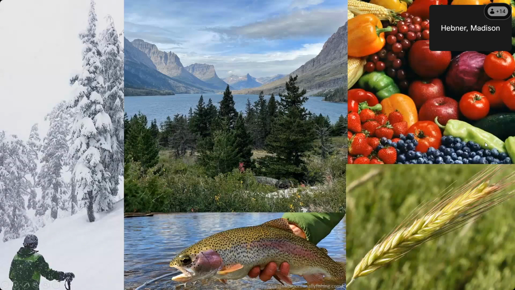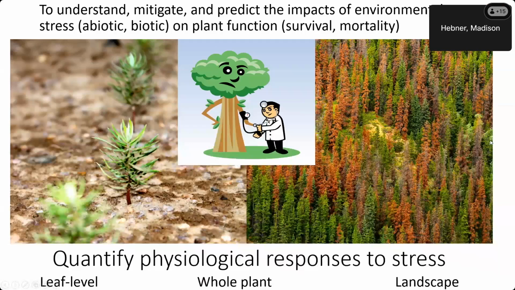Okay, so as we know, plants, trees, and forests are critical and crucial for health, clean air and water, food to eat, and awesome outdoor spaces to spend time in. Given the value of forests to all of those things, the goal of my lab is to understand, mitigate, and predict the impacts of environmental stress, both abiotic and biotic, on plant function or plant physiology, and how that dovetails into survival and mortality. We do that by quantifying physiological stress or response to stress at the leaf level, whole plant, and landscape scales.